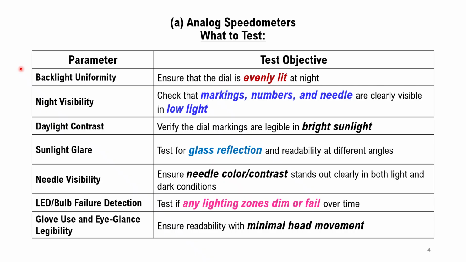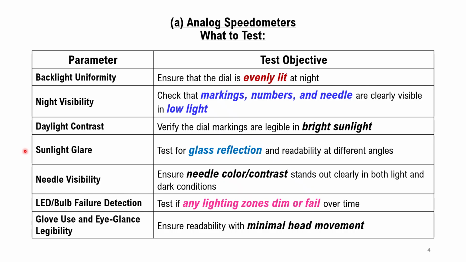In case of analog speedometer, what to test? And that is number one, backlight uniformity. That is to ensure that the dial is evenly lit at night. Number two, night visibility. It is to check markings, numbers, and needle are clearly visible in low light. Number three, daylight contrast. Verify the dial markings are legible in bright sunlight.